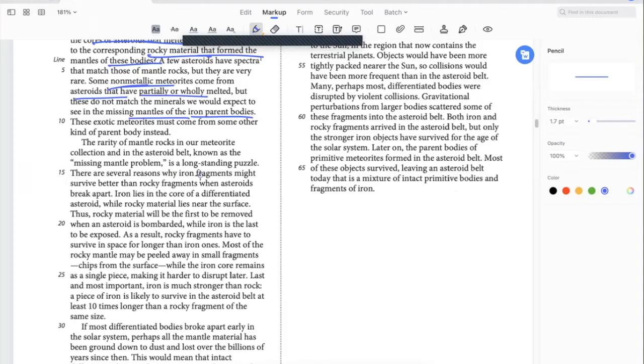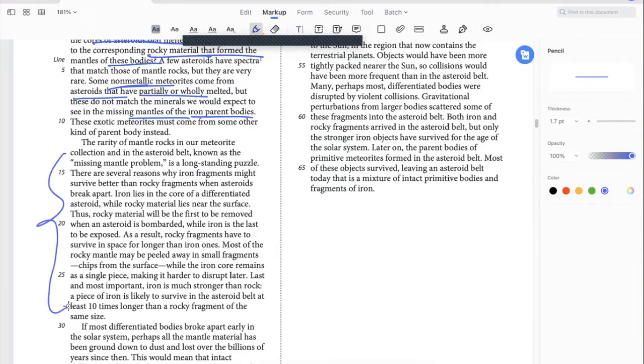Most of the rocky mantle may be peeled away in small fragments, chips from the surface, while the iron core remains as a single piece, making it harder to disrupt later. Last and most important, iron is much stronger than rock. A piece of iron is likely to survive in the asteroid belt at least 10 times longer than a rocky fragment of the same size.